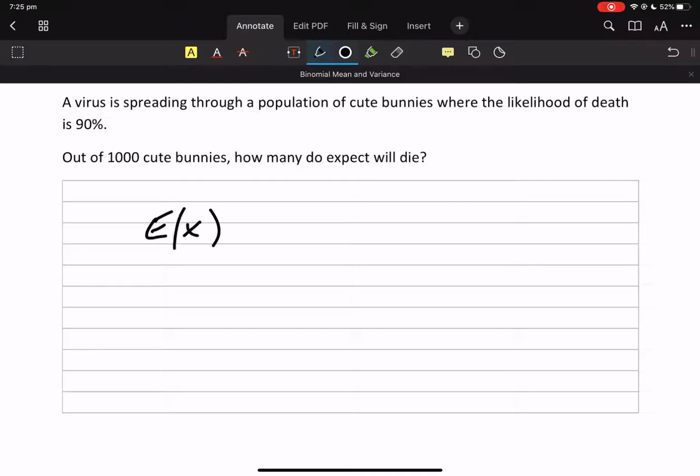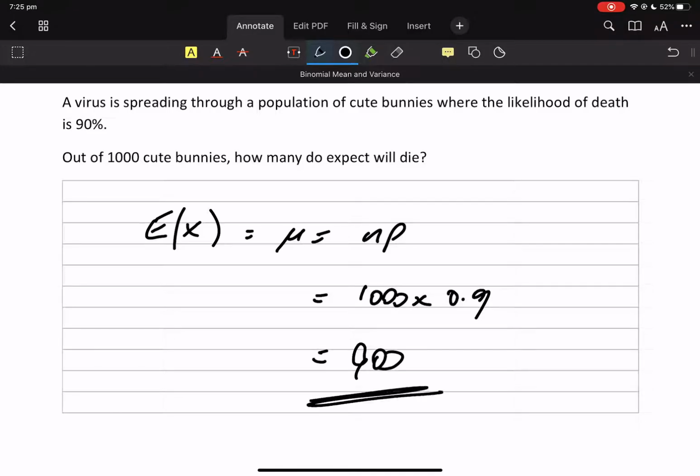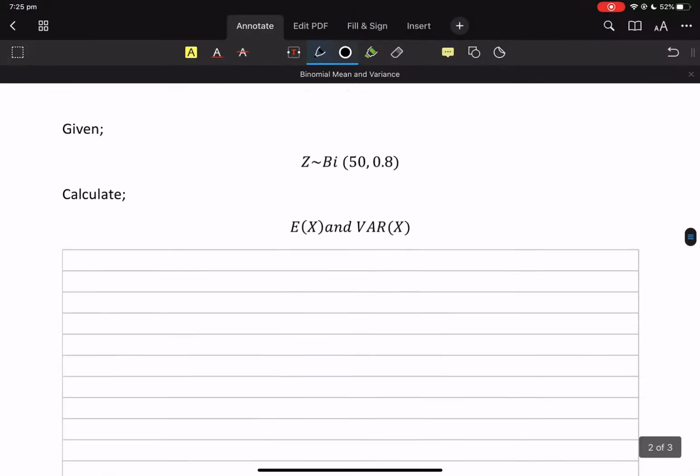It seems like a silly question, but we should really be using a rule. Expected value is mu equals np, which is just 1,000 times 0.9, which is 900. That even makes sense. 90% are going to pass on to a better place.